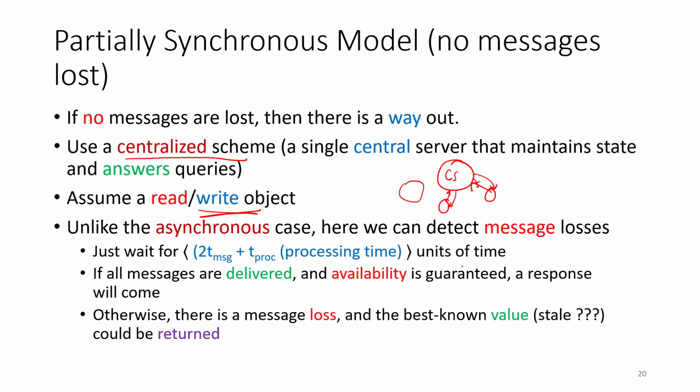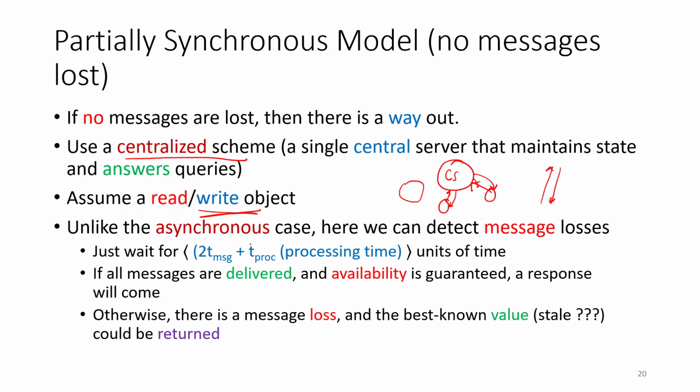So unlike the asynchronous case, here we can detect message losses, in the sense that if I send a message and expect an acknowledgement, and I wait for 2T message plus the processing time to process my original message, I will get to know whether the message was sent and the ACK was received. Otherwise, I can send the message again.